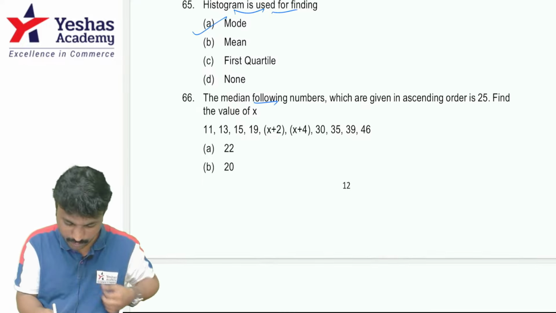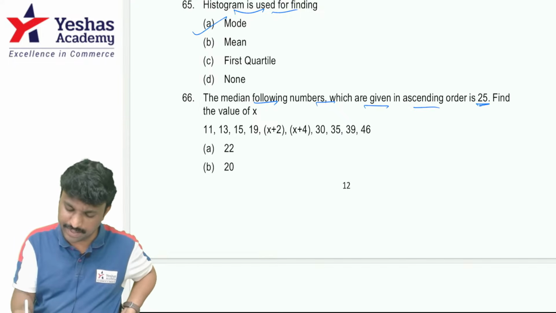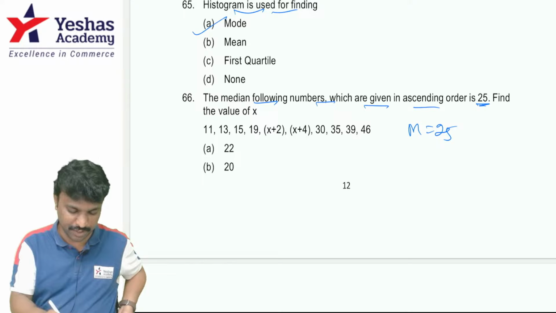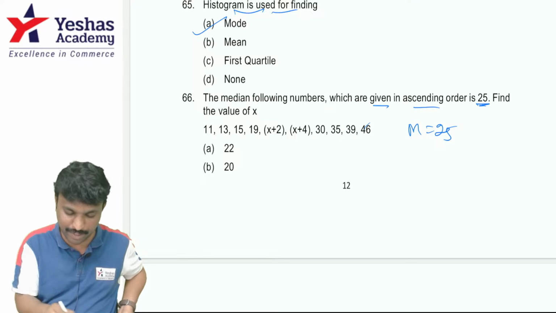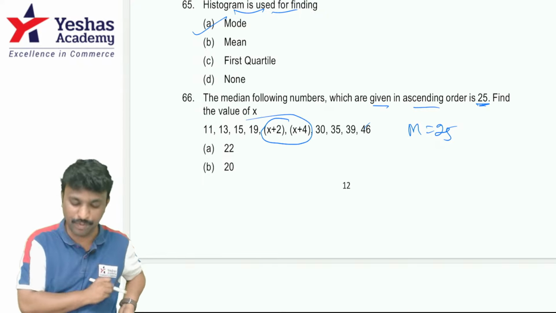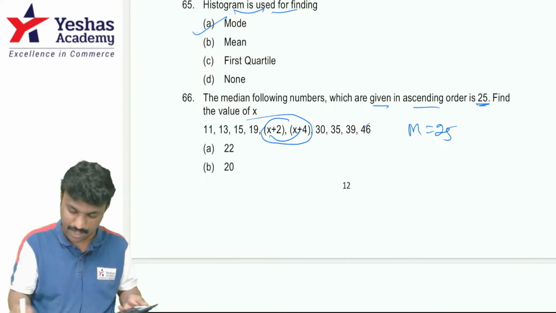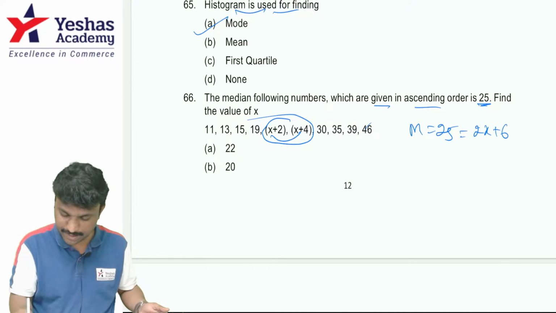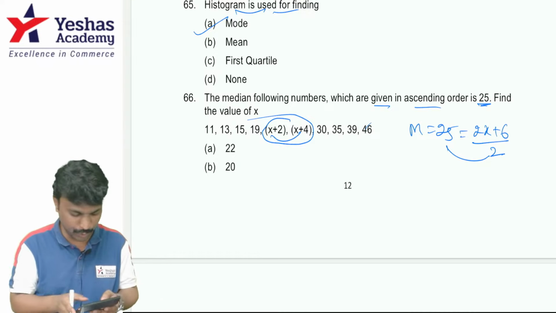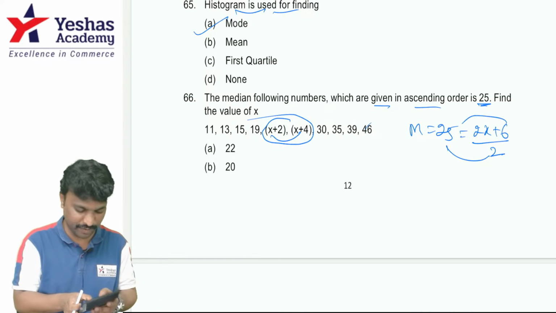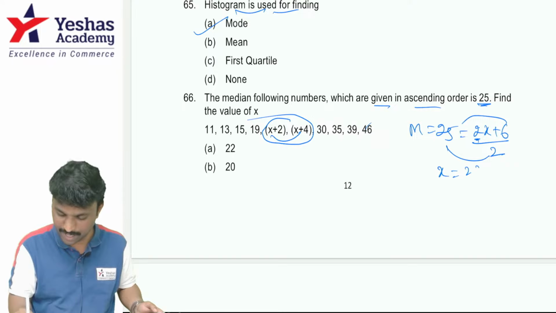Next question. Median of the following numbers given in ascending order. Already they have said it is in ascending order. We need not bother. Median is given, which is 25. Now, how many observations are there? 1, 2, 3, 4, 5, 6, 7, 8, 9, 10. 10 observations. That means there will be two middle values. Which two are the two middle values? These two. So we just have to take the average of these two. That means add the two first of all. X plus x is 2x. Plus 2 plus 4 is 6. Then take the average, I mean, just divide it by 2. 25 into 2 is 50, and 2x plus 6 becomes minus 6. So 50 minus 6, and it gets divided by 2. Which gets you the value as 22.